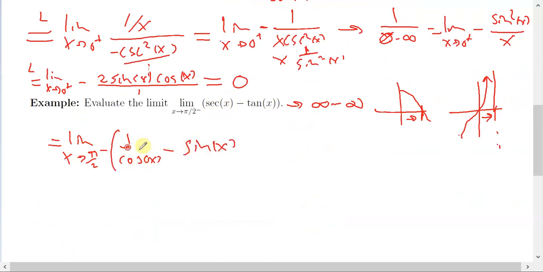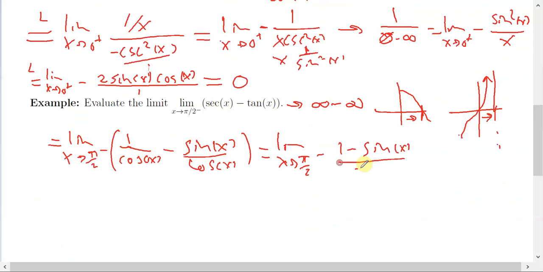Well, those combine naturally because they already have a common denominator. So that's going to be the limit as x approaches pi over 2 from the left of 1 minus sine over cosine. And then if I check what happens here, sine of pi over 2 is 1, so I get 1 minus 1, top's going to 0. Cosine, as we said, at pi over 2 is 0. So I do get my indeterminate form that I can now apply L'Hopital's rule to.